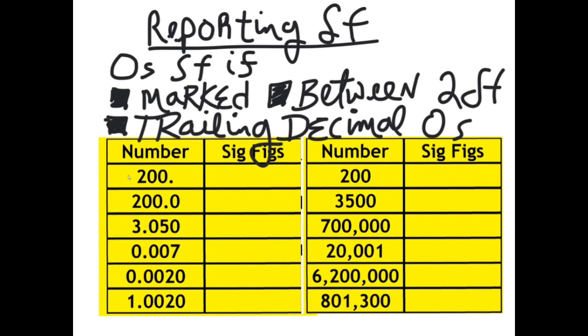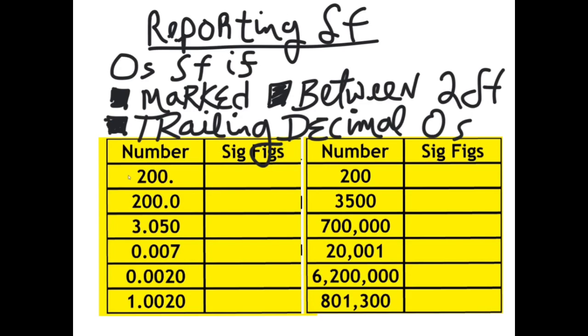Reporting significant figures. Zeros are significant in 3 cases. One is if the 0 is marked, another is if the 0 is between 2 significant figures, and the third is if the 0 is a trailing decimal 0. Non-zeros, such as 1s, 2s, and 3s, are always significant.